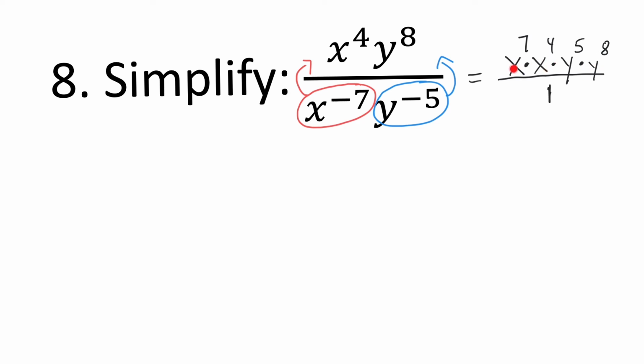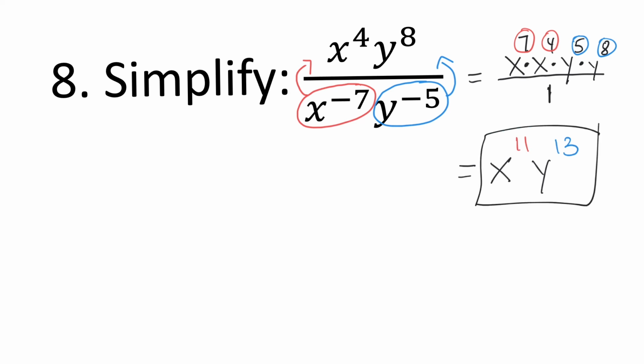When you have bases side by side and they're multiplying, the property of exponents is you keep the base and you add the exponents. So I'm going to have x, keep the base, and you add 7 plus 4 is 11. And the y's, you keep the base and you add 5 plus 8, 13. I don't need that 1 on the bottom. So my answer is x to the 11th, y to the 13th power.